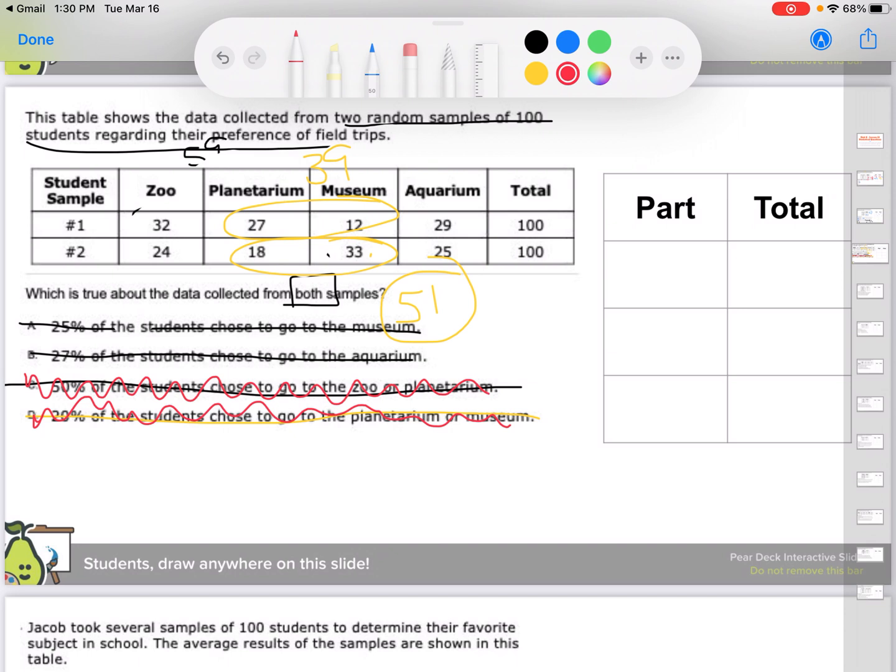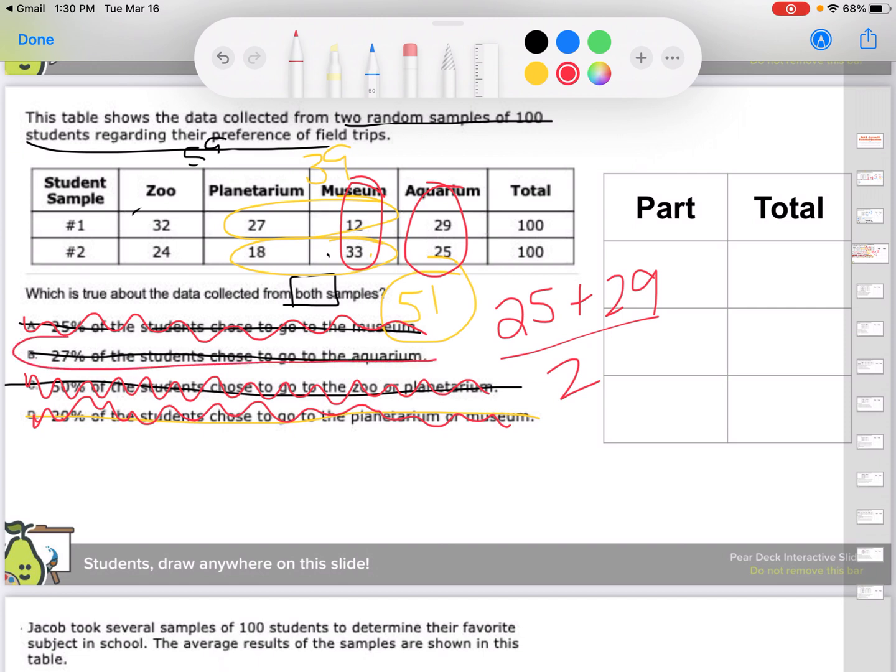So I need to figure out, what did I do wrong up here? Museum, well, that was a 12 and a 33. So that's not true. So 27% chose the aquarium. Well, if I do 25 plus 29 and I divide it by 2, I get 27%. Because I'm doing it out of 100, so I know that it has to be the same as the percentage. So B had to have been my answer. So it's not the same in both samples, but it's the closest.